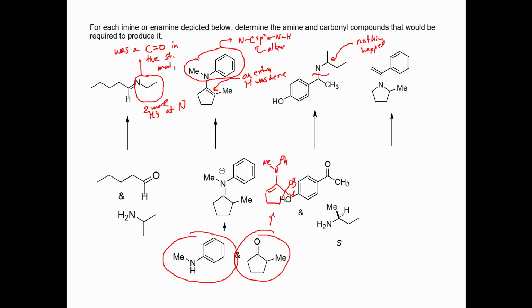Nothing happens to the amine-bearing carbon. So we should not change the stereochemistry if we have an optically active or an enantiomerically pure enamine form. Okay? All right, so the precursor amine is this one, and it should be the S isomer, just like it is in the starting material.